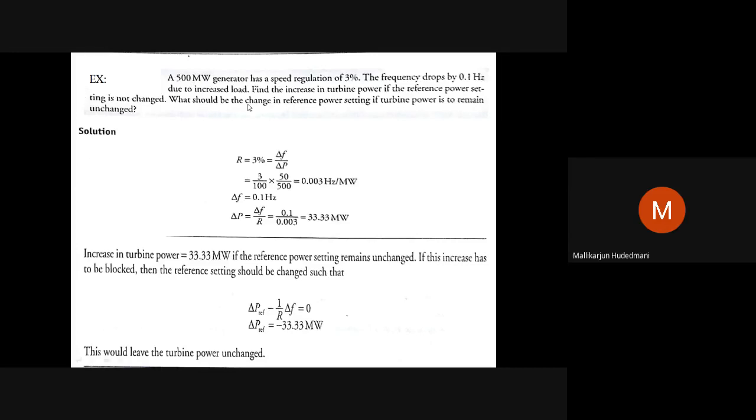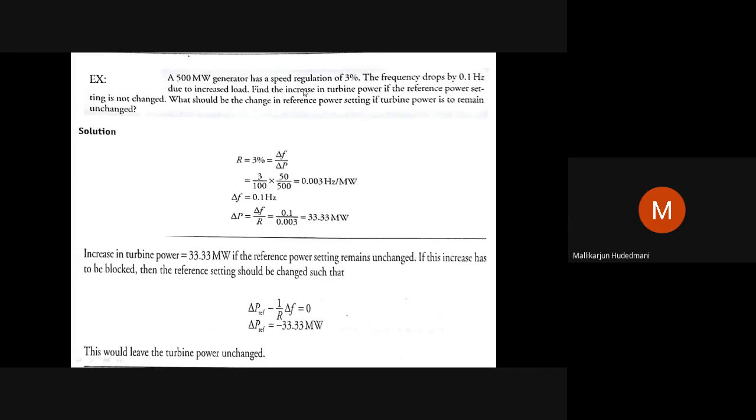What should be the change in reference power setting if turbine power is to remain unchanged? You recall that when the governor mechanism operates, it has minimum and maximum boundaries, and it operates within those. If the governor is stalled and not able to cope, the speed changer has to act from the left-hand side, meaning from the reference set point change. So either from the reference point I can change, or from the turbine governor mechanism I can change the requirement. Here it is asked to change the reference point only, not the turbine.